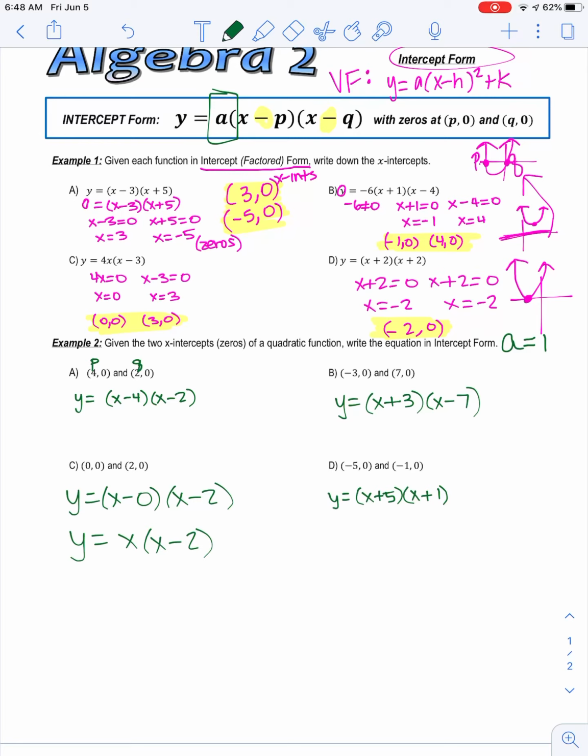So the two goals in this lesson were to start with the function in intercept form and find the x-intercepts. And then in example 2, given the x-intercepts, write the equation in intercept form.